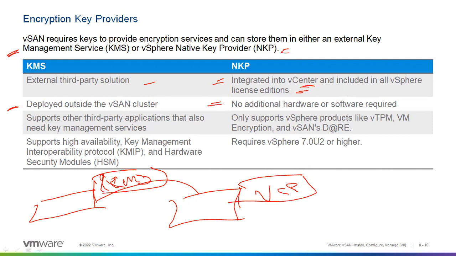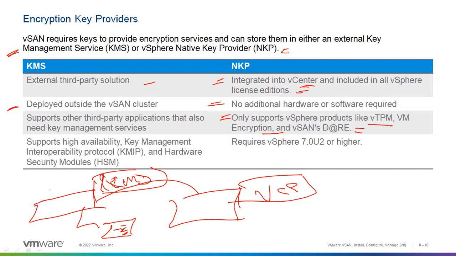No additional hardware or software is required. It supports third-party applications that also need the KMS. It means that it's not only for vSphere; this is an external KMS, so wherever a key is required for encrypting data, we can leverage it in multiple places. But the native provider only supports vSphere products like virtual TPM, VM encryption, and vSAN encryption, because it's an internal feature. It supports high availability of KMIP and hardware security module.